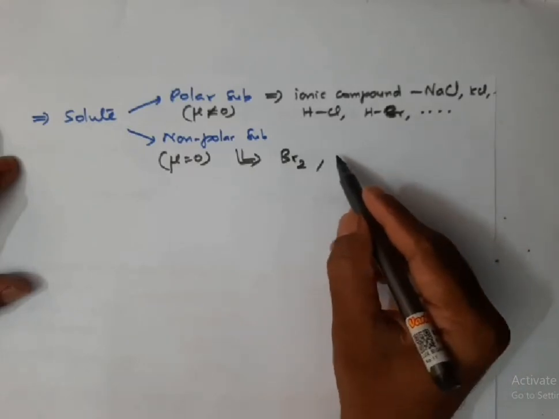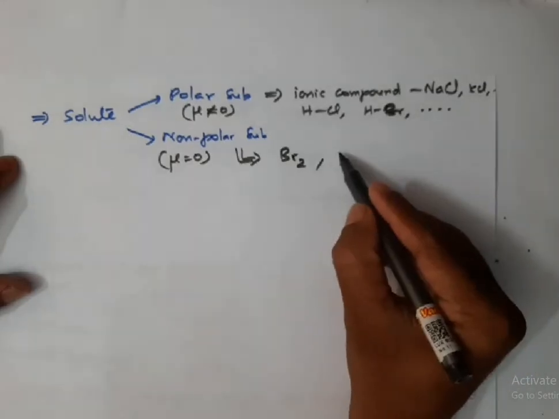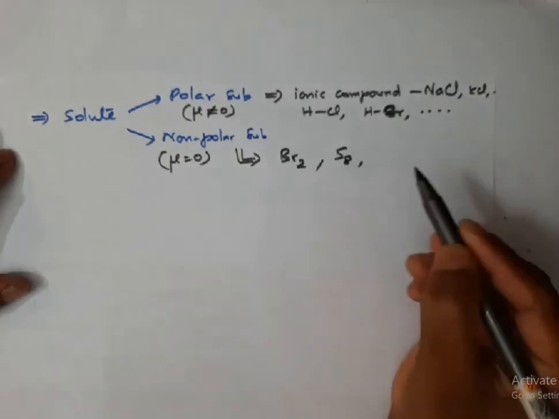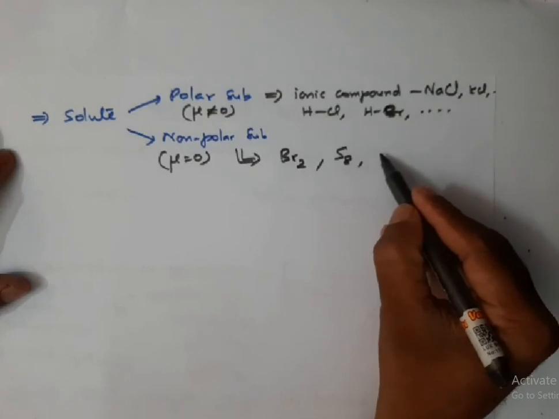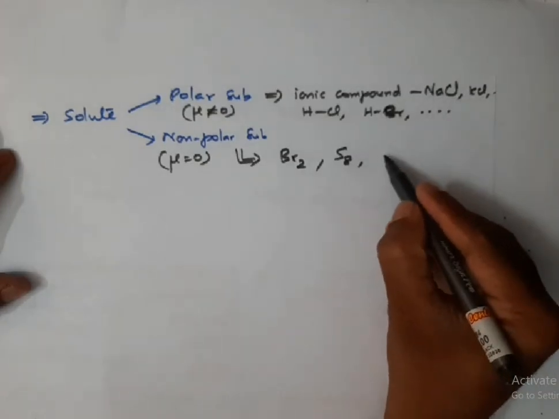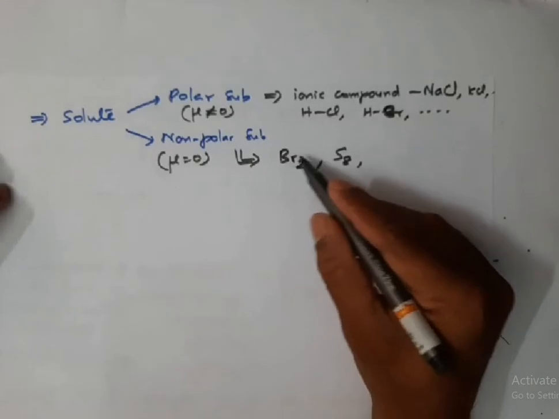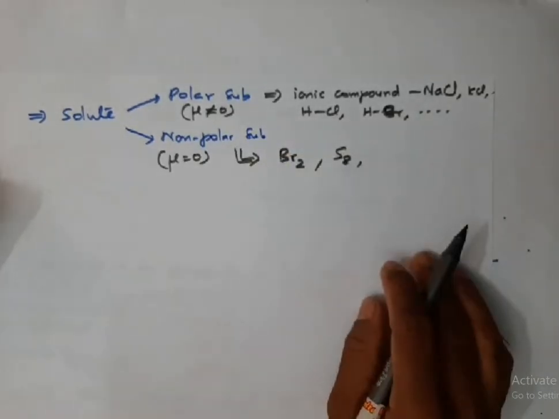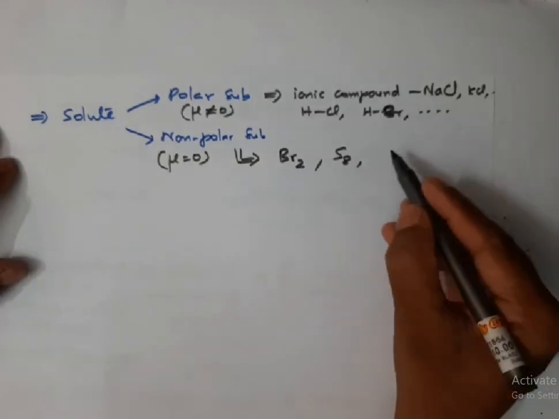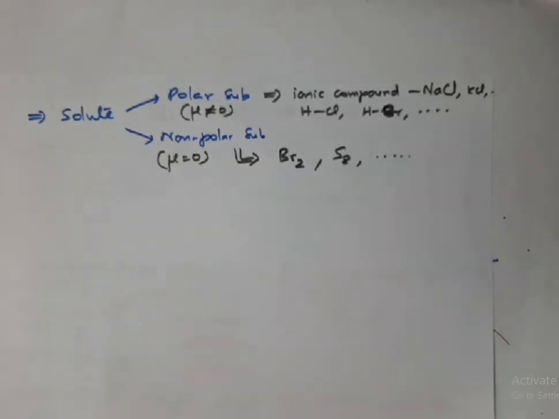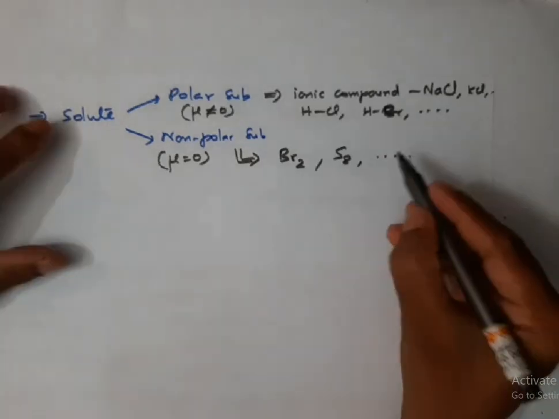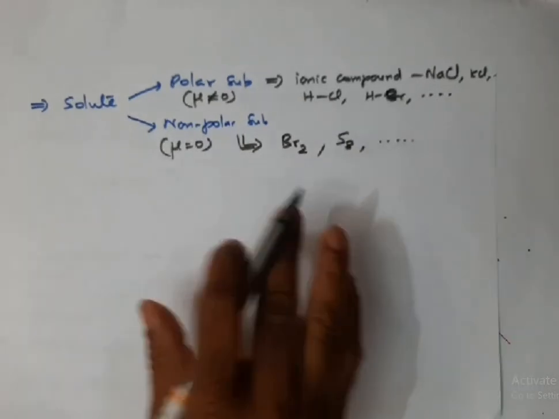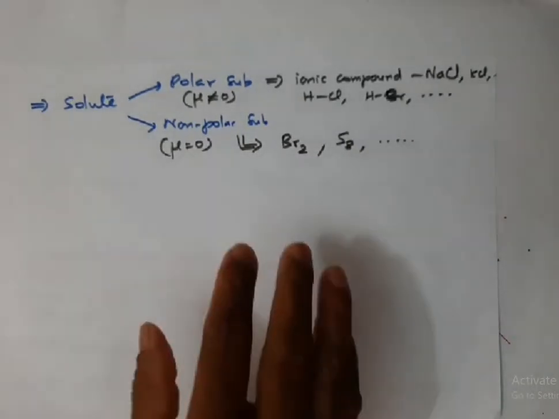Similarly, substances like sulfur, right? S8, sulfur. I'm just giving a few examples. Okay, usually homodiatomic molecules, right, are non-polar substances, right? Yes, we have plenty of examples like that. Okay, let it be. We'll discuss some examples so that you can easily understand this.